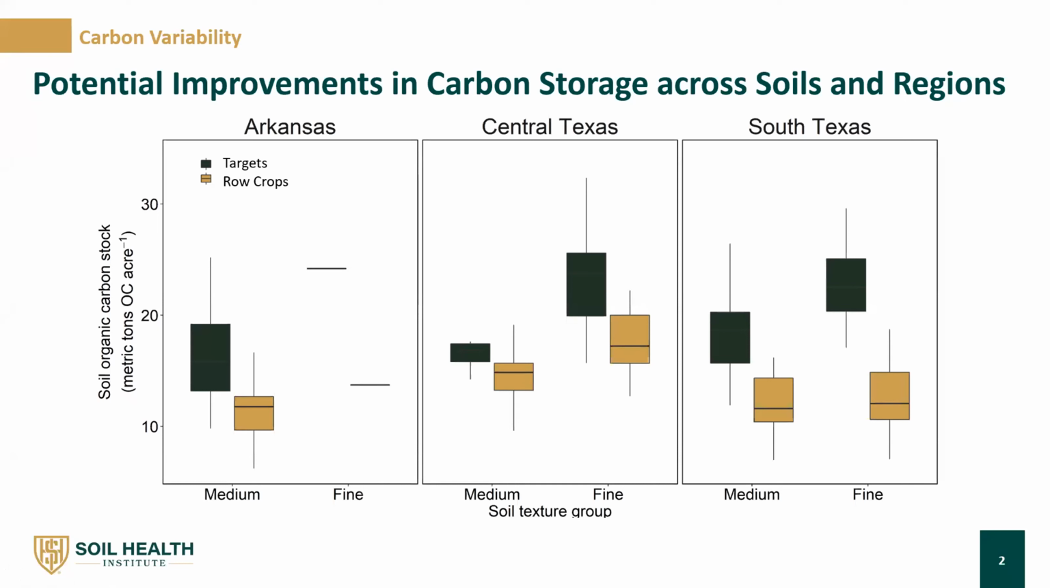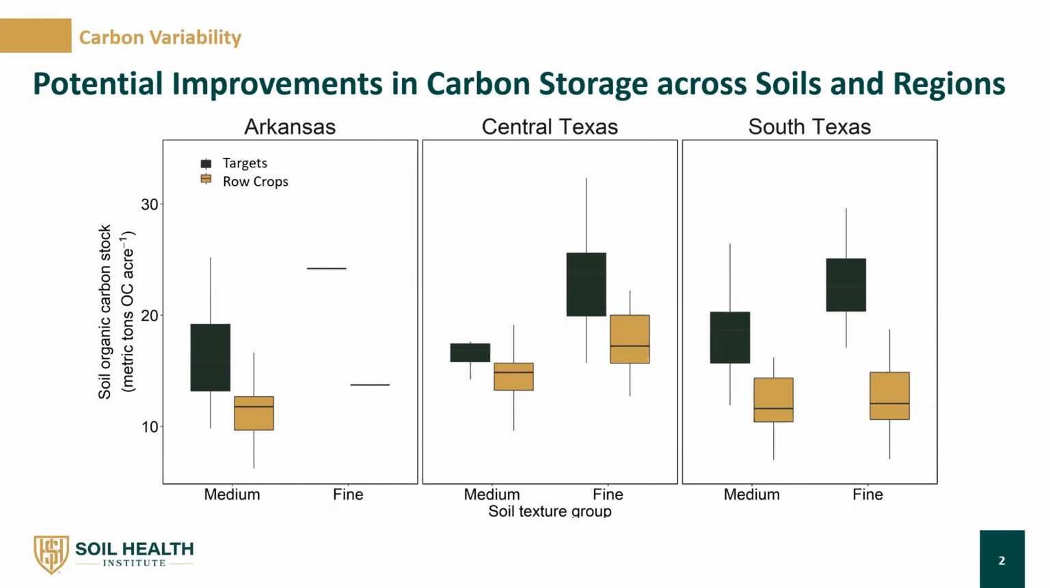So what we're looking at on this first graph is bar plots of soil organic carbon stocks for what we would think of as the highest achievable soil carbon stocks in the black bars and stocks measured in row crops in the lighter bars. And this is work done by my colleague, Nate Looker. So sorry to steal your work here, Nate, but I think it's a really good illustration of the challenge with measuring soil carbon stocks, which is there's a big variability in how much carbon soils can store, not only between soil types, so we're looking at soils based on their textural groups, medium versus fine here, but also across regions.